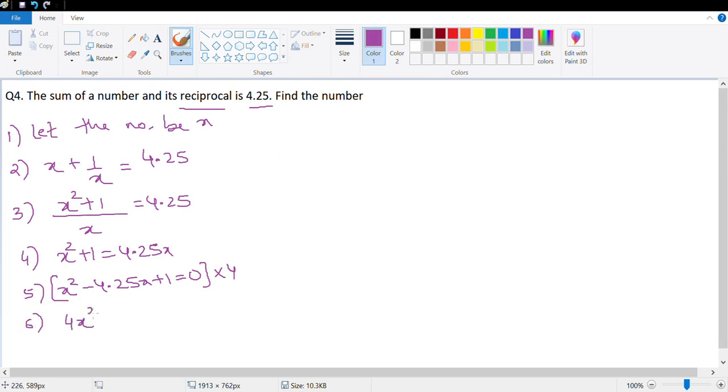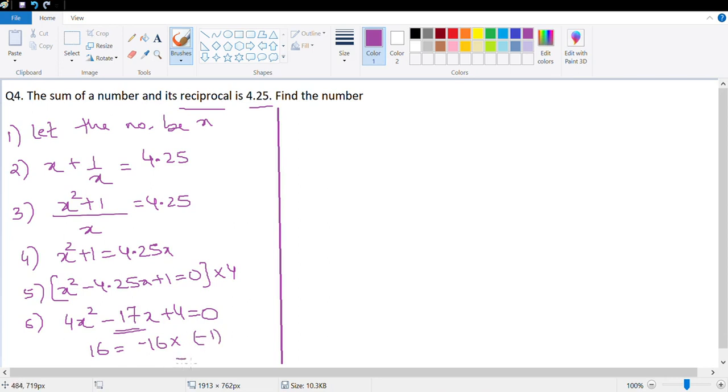So this becomes 4x squared minus 4 into 4, 16, and 1, that's 17x plus 4 is equal to 0. Which means I need to find factors of 4 into 4, that's 16, the sum of which would be negative 17. So 16 can be written as negative 4 multiplied with negative 4, but that will not help me. It will give me only negative 8. So this is the wrong one. Maybe I should try something else. So let's look at negative 16 multiplied with negative 1. Yes, negative 16 multiplied with negative 1, and negative 16 plus negative 1 will also give me negative 17. Perfect. So I should split negative 17 as negative 16 and negative 1.